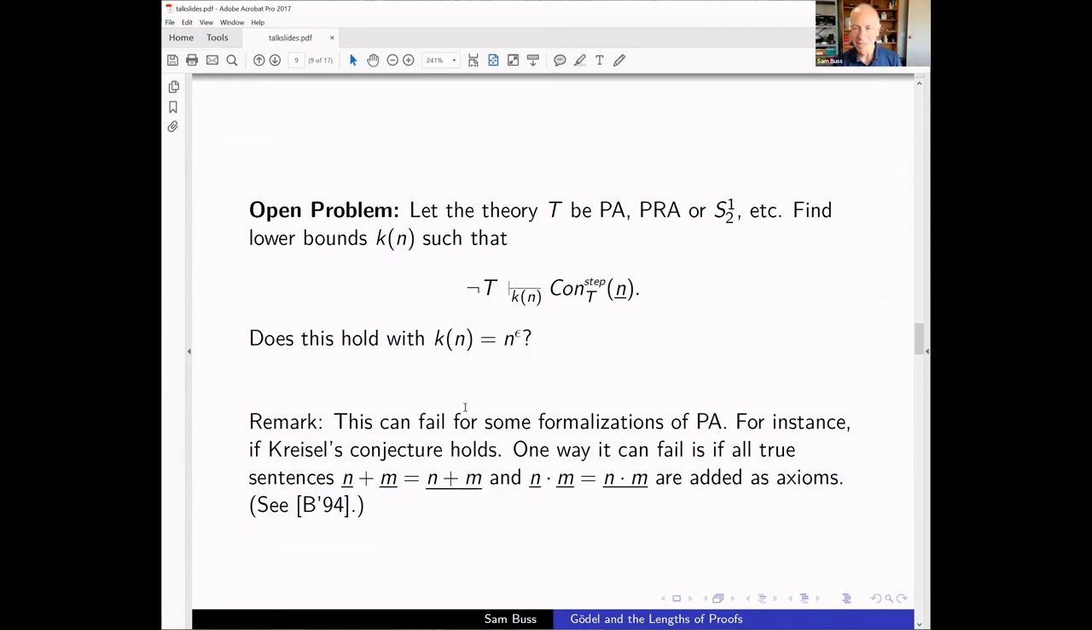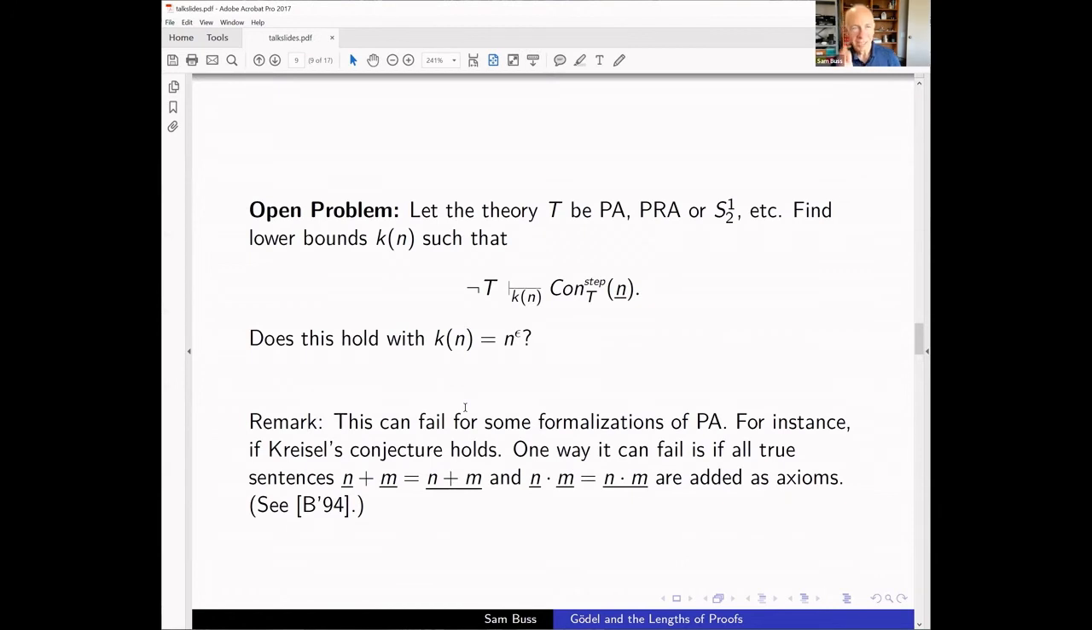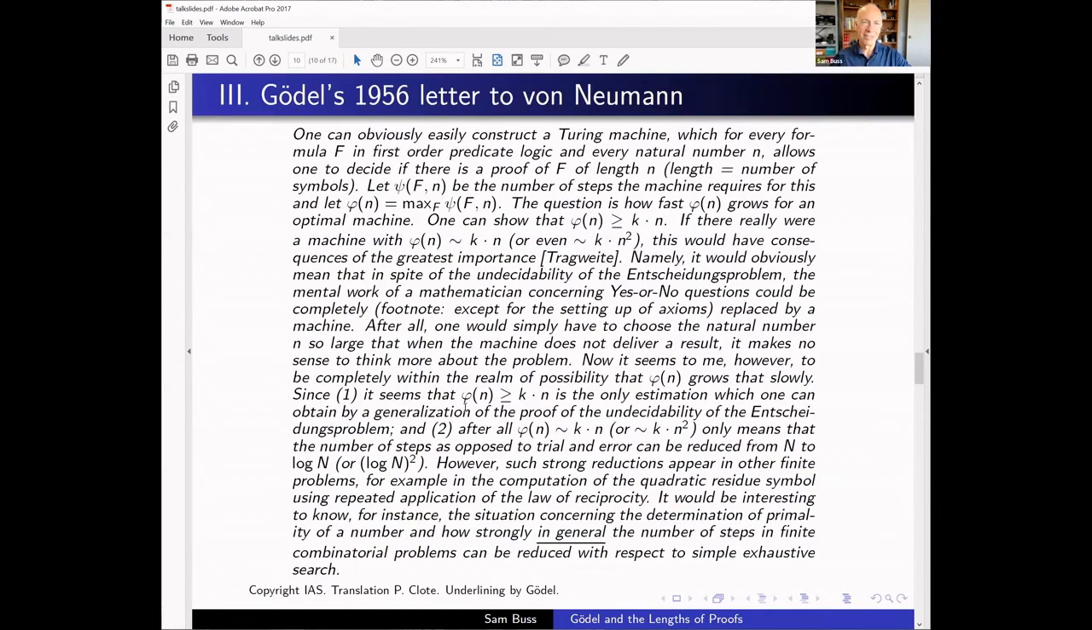Okay, so this was a good place for questions if there were any, and otherwise I'll keep going. So the third thing was Gödel's 1956 letter to von Neumann. So here's the relevant part of the letter. This was the main bulk of the letter. There was a little bit of stuff, which I didn't look up for my talk, about greeting von Neumann and so forth. Von Neumann was in the hospital at the time.